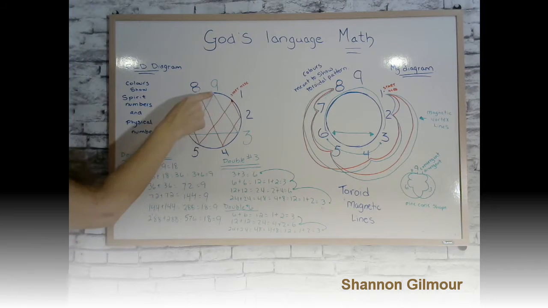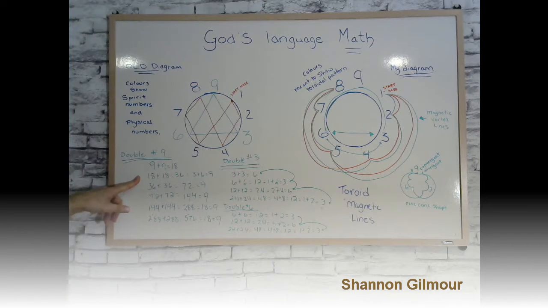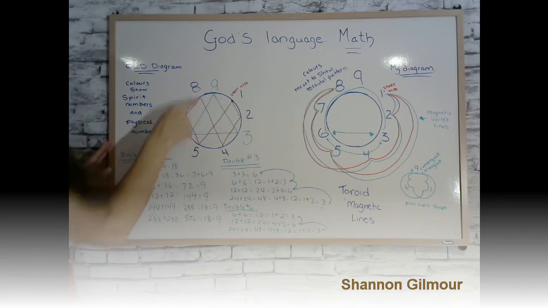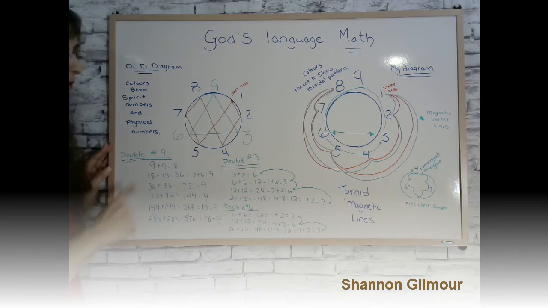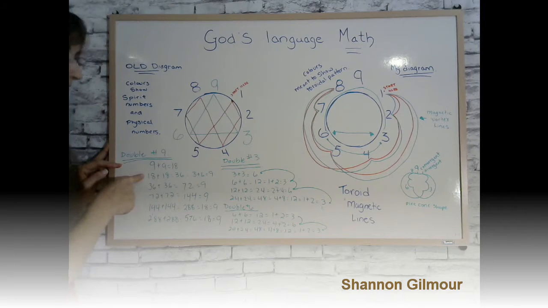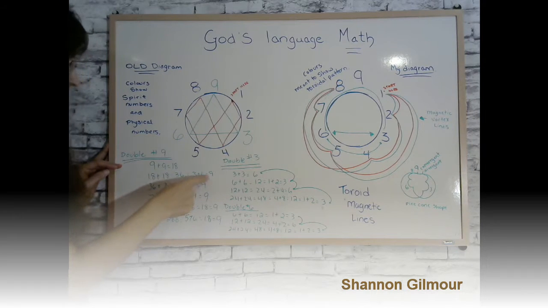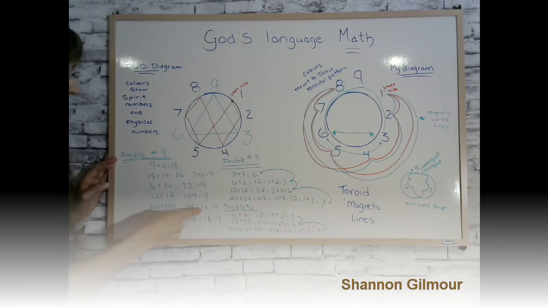So when you double 9, this is very interesting, because 9 plus 9 is 18, but you break 18 down, 1 plus 8 equals 9. 18 doubled equals 36. When you break that down, you get 3 plus 6 equals 9. 36 doubled is 72. You break 72 down, 7 plus 2 equals 9. 72 doubled is 144. You break down 144, 1 plus 4 plus 4 equals 9. 144 doubled is 288. You break 288 down, you get 18, which equals 9.